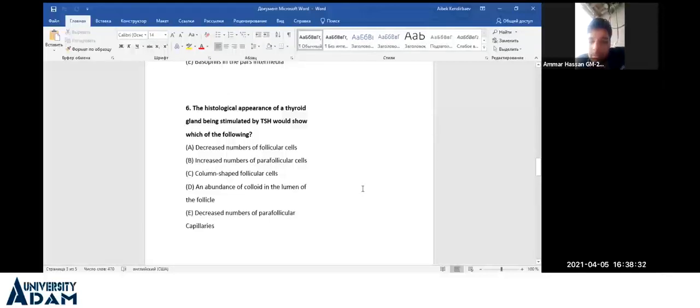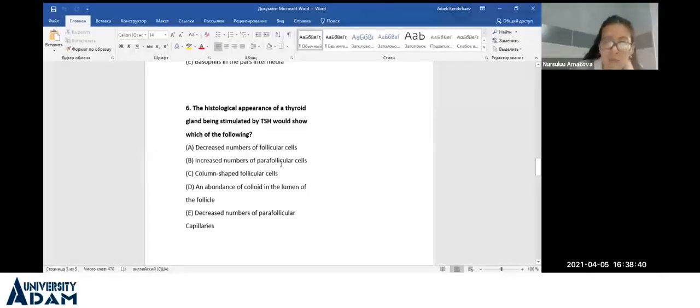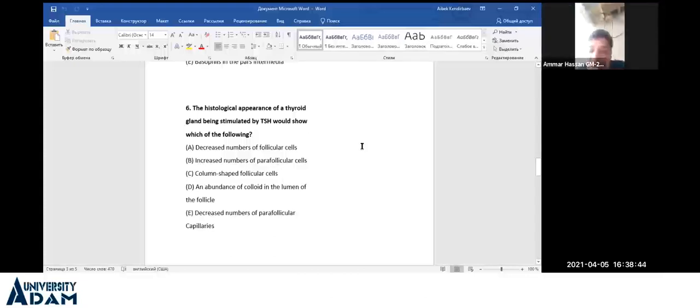Ma'am, this one is C. Columnar shaped follicle cells. Why? Ma'am, because stimulation of the thyroid gland by thyroid stimulating hormone causes the follicle cells to become more active and columnar shaped. They form apical projections, and that's why.